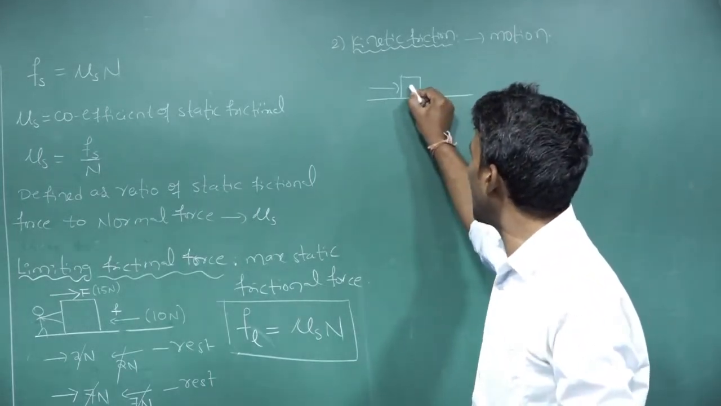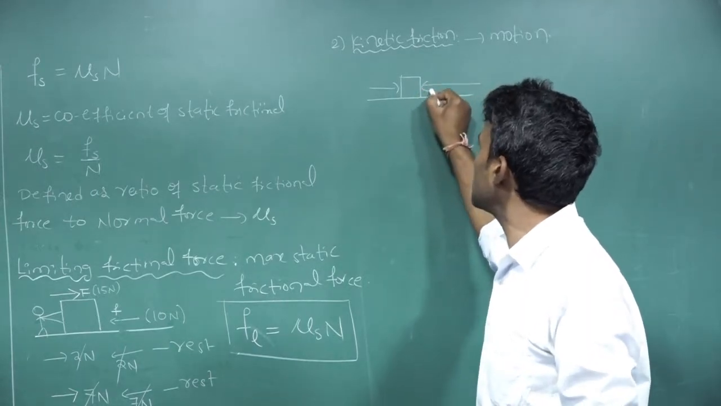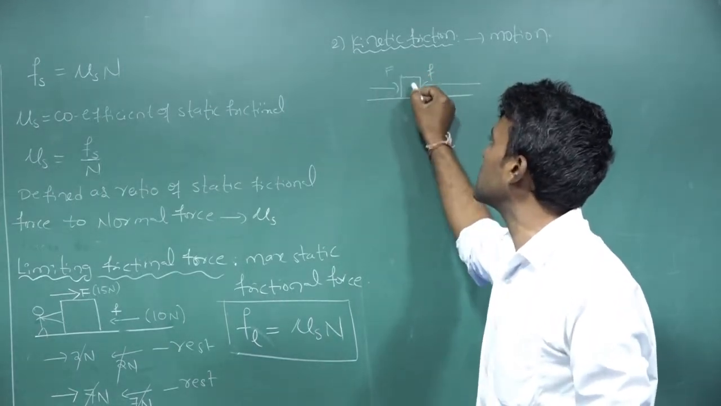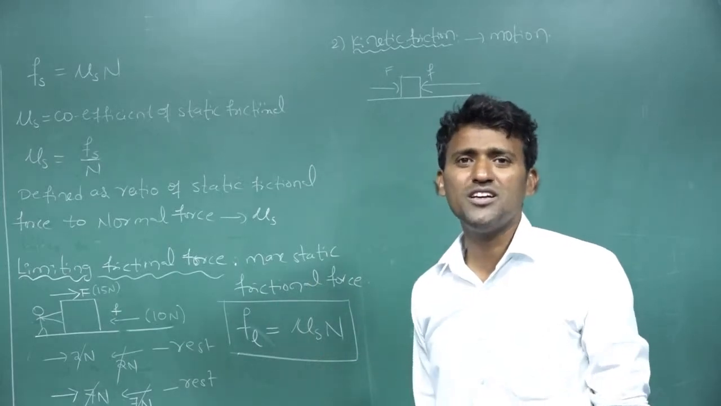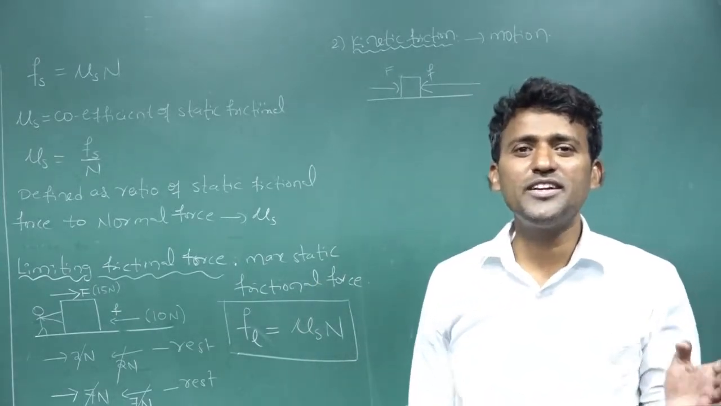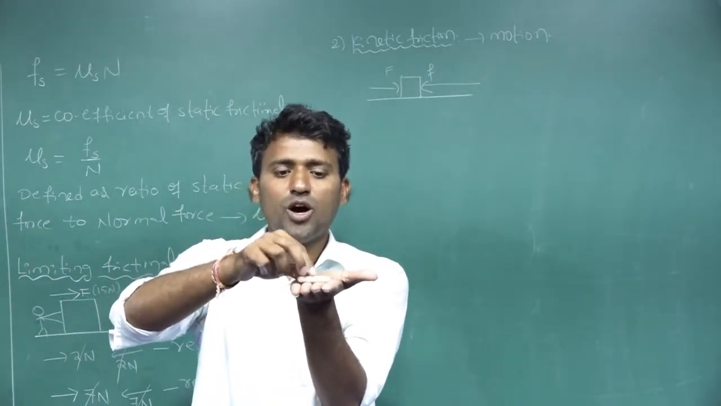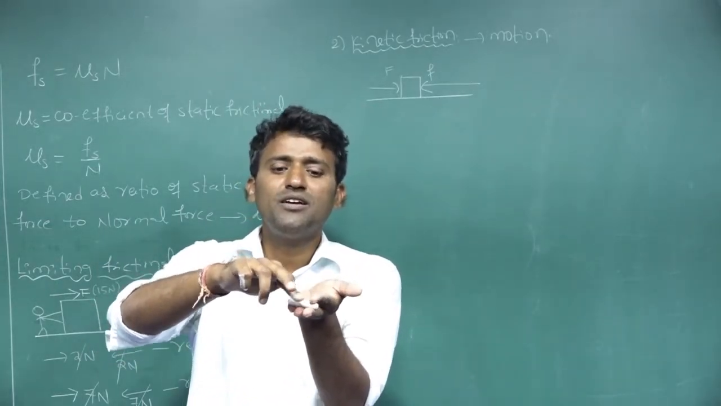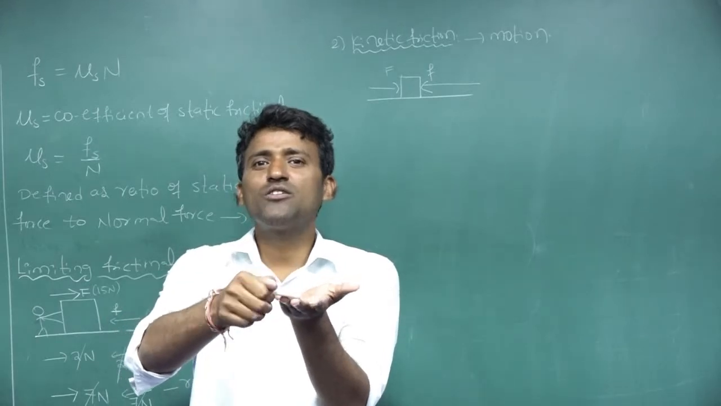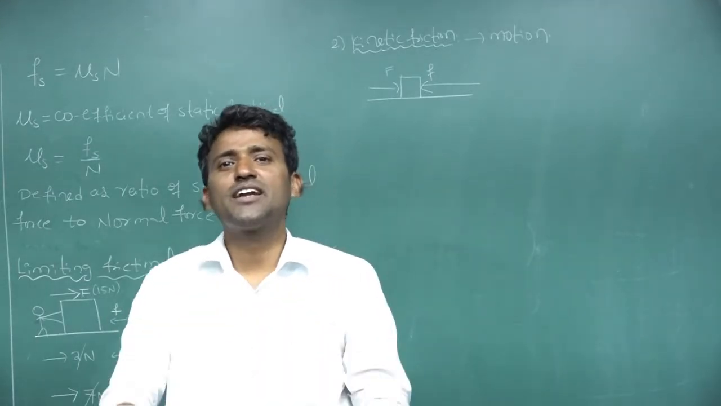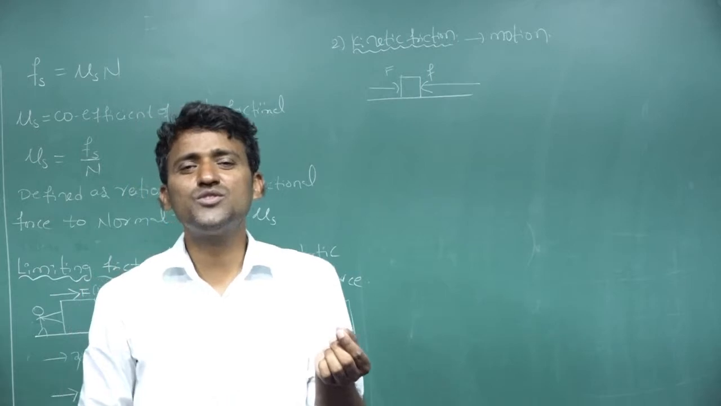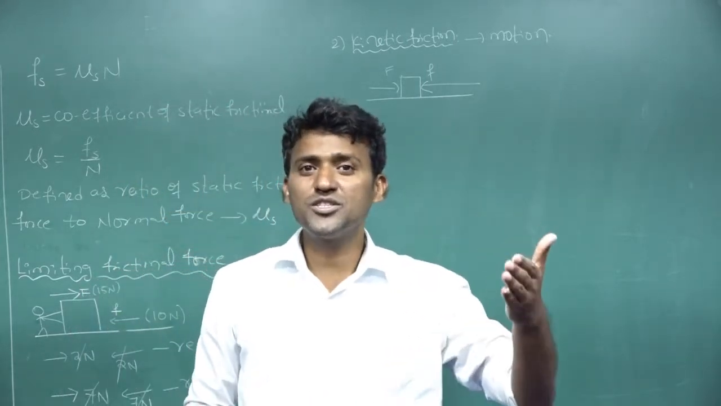When the object is already in motion, there is an opposing force on the body. That opposing force we call kinetic frictional force. Here, now the object is rolling. At that moment, some opposing force is acting on the body. That opposing force we are calling kinetic frictional force.